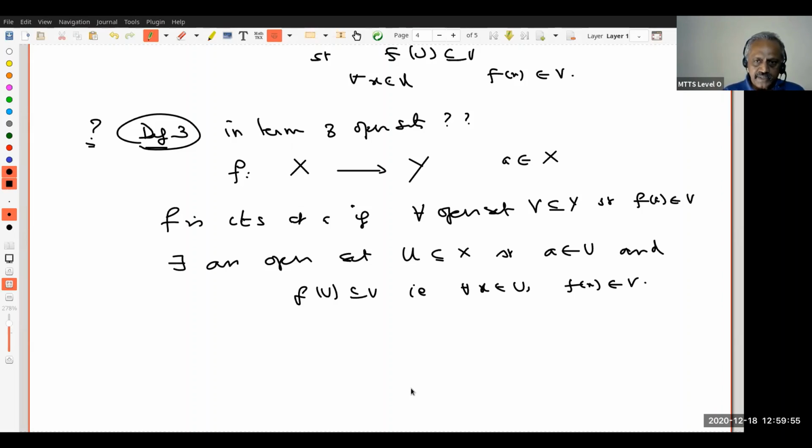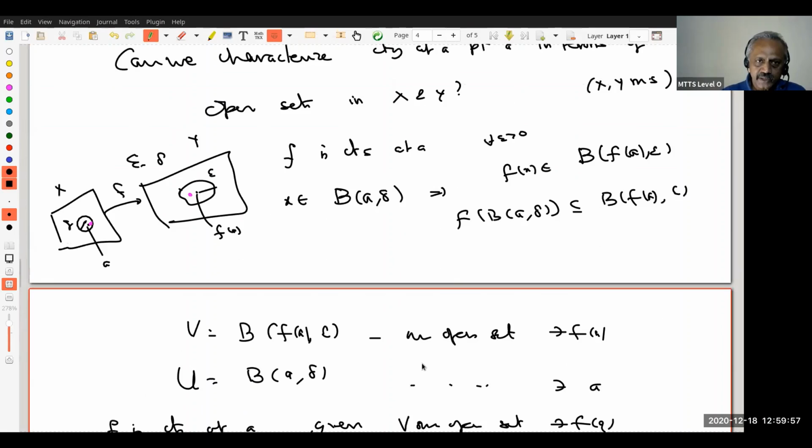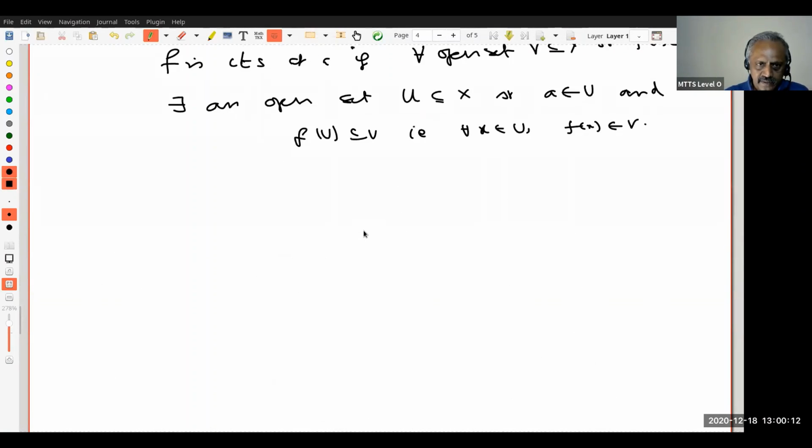F is continuous at A. That means look at the same picture. Now instead of this, don't think of this as an open ball. Think of this as an open set containing F(A). I have an open set U containing A, so that for every X in this open set U, F(X) belongs to this V. Right? Okay. Please pause, review, proceed.